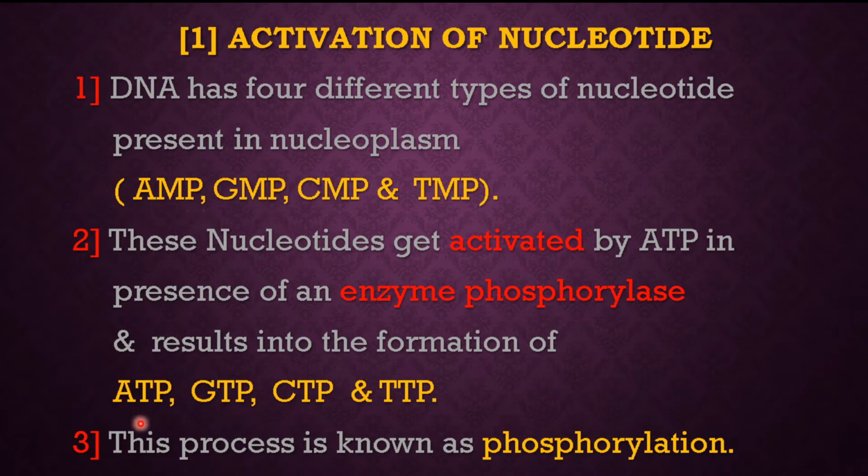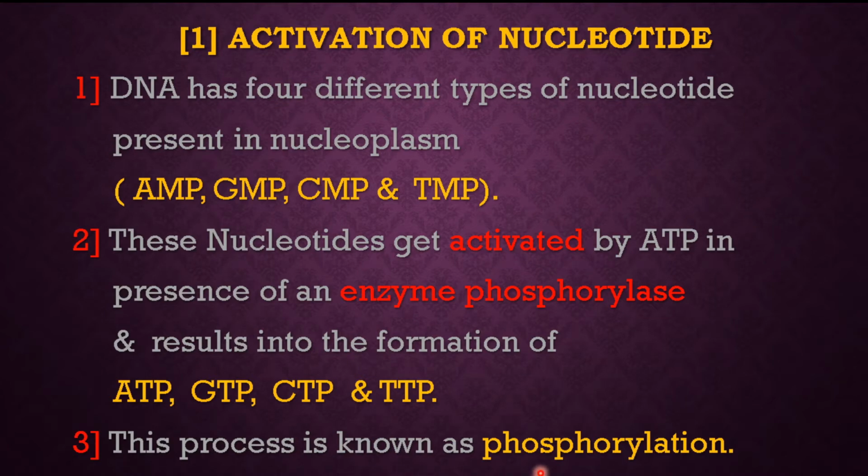AMP becomes ATP: adenosine monophosphate becomes adenosine triphosphate. GMP, guanosine monophosphate, becomes guanosine triphosphate. Cytosine monophosphate becomes cytosine triphosphate, and thymine monophosphate becomes thymine triphosphate. This process of activation of nucleotide is called phosphorylation.